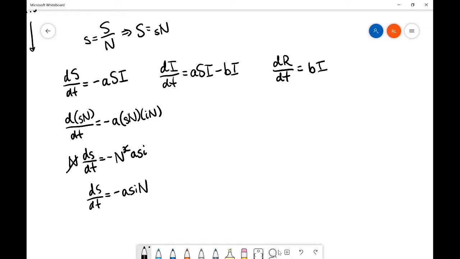And we can do similar reductions for the other sides. I'm not going to show all the work here, but I'll have you know that dI/dt should equal aSI minus bI, and dR/dt is equal to bI. So even though I'm not showing the work here, on your labs you are still expected to show the work to derive this new system.